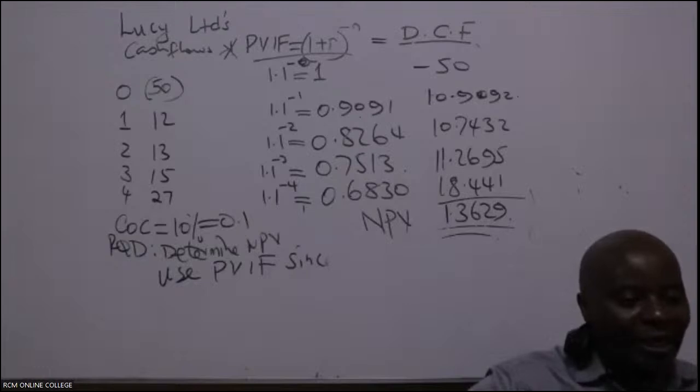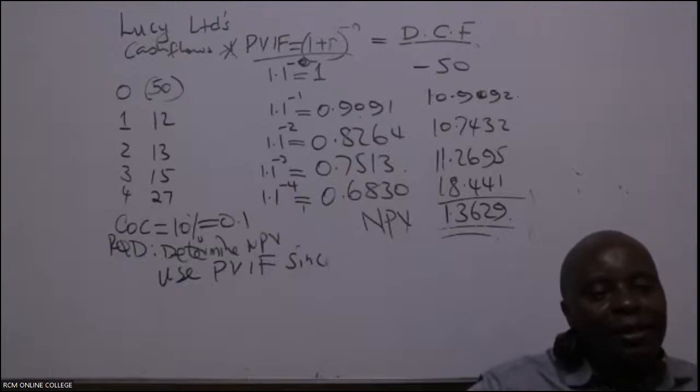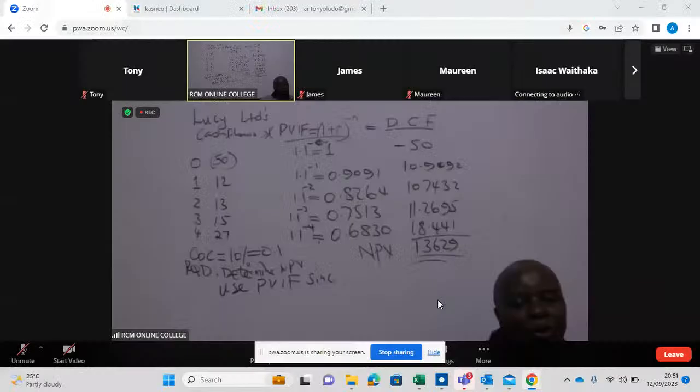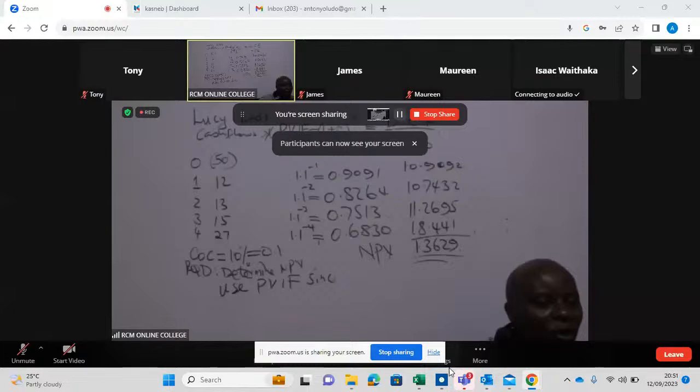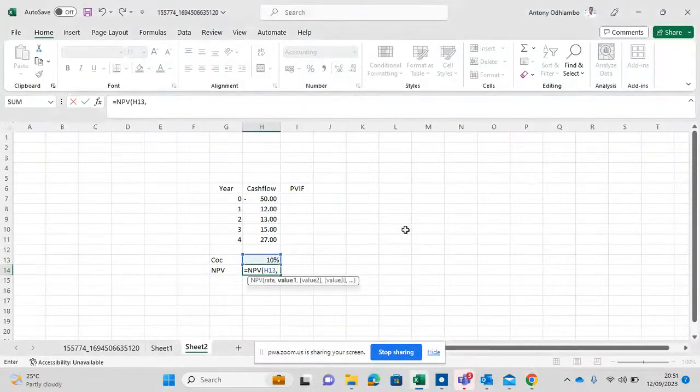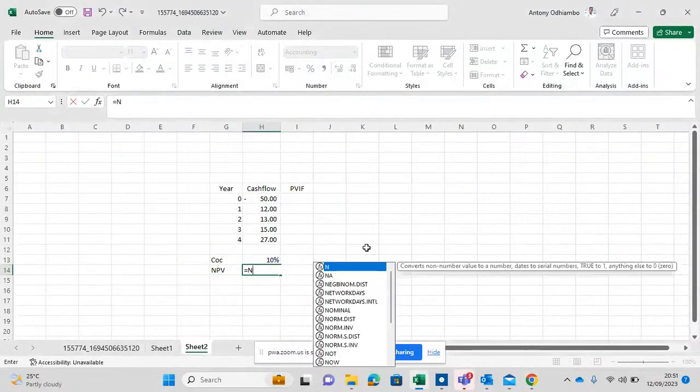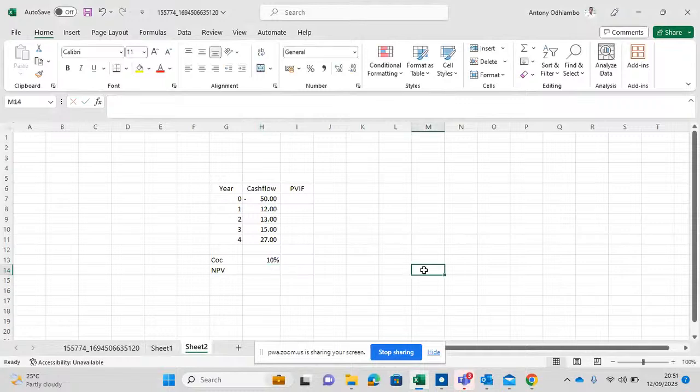So before he gets to know how to share the screen, is there anybody else? Tony, thank you very much. Now share your Excel. One thing that I love about Tony's work, he has been able to copy. He has got year 0 to year 4. Don't rub nothing. He has got cash flows so nicely, and then he has the cost of capital, which is 10%.